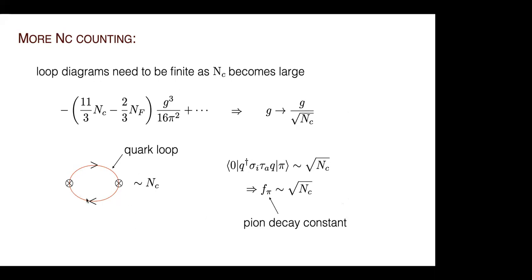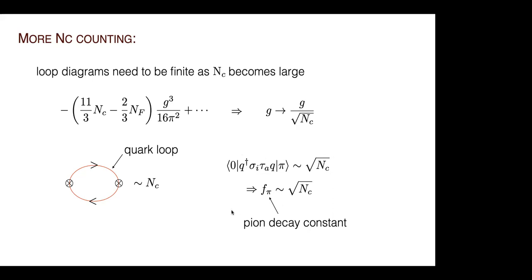at this current correlator and notice that this quark loop can take any of the NC colors, and so that scales as NC. And the corollary is that if that's going to be the amplitude, then the probability amplitude of popping a pion out of the vacuum needs to scale as the square root of the number of colors. And because this matrix element is proportional to the pion decay constant, that's what dictates the pion decay constant to scale as the square root of NC.